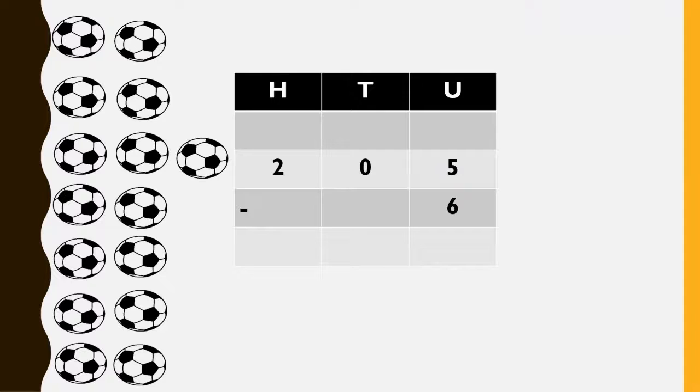So students, our next sum is 205 minus 6. So 205 means 2 hundreds, 0 tens and 5 units. So we have to subtract 6 from 205. We cannot subtract 6 units from 5 units. So we must untie 10. But there is 0 in tens place. So we shall untie 100.